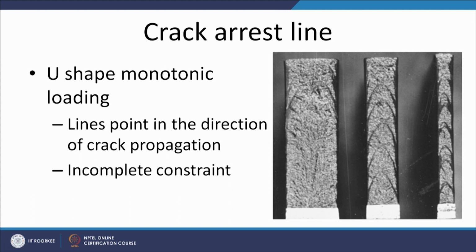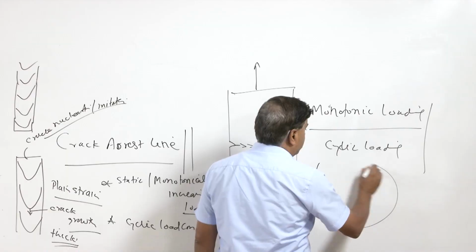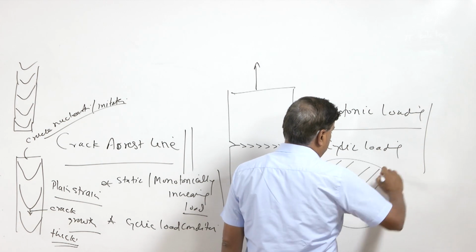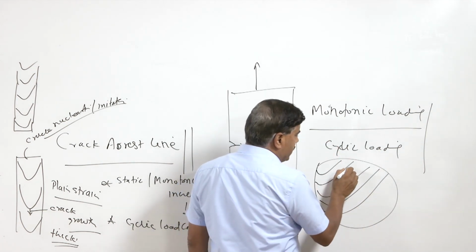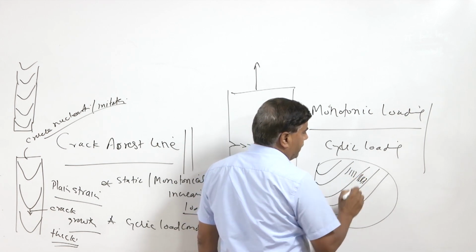So, it is obvious that with the increase of the thickness, the possibility for plane strain conditions will be increasing, and that will be increasing the constraint also. So, the presence of such marks indicates incomplete constraint, while under cyclic load conditions the presence of these concentric circles in the form of beach marks, or microscopically in the form of striations, can be seen at a high magnification.